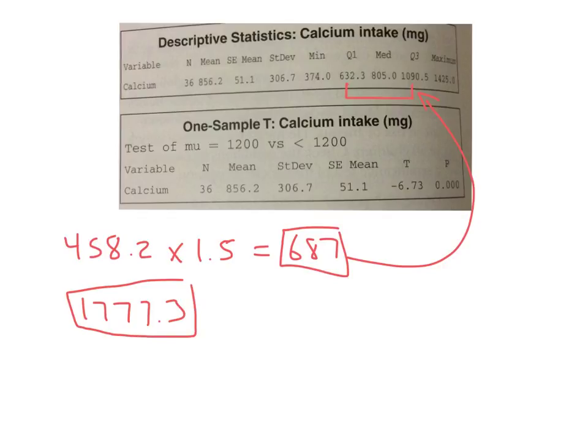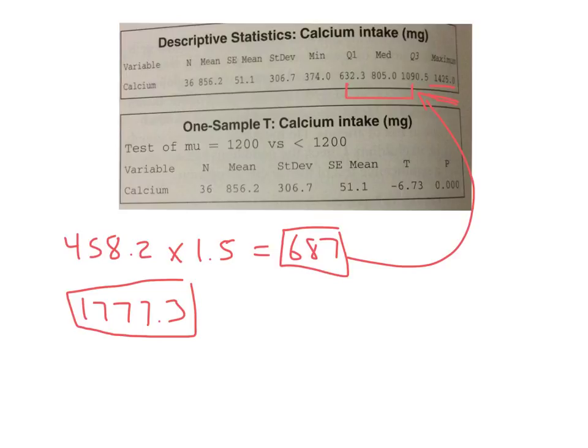Your higher number, the maximum would have to be bigger than this number for it to be an outlier. Well, the biggest number is only 1425. So we're good on outliers. There are no outliers, so that's kind of a review. Find the interquartile range, multiply it by 1.5, add it to Q3, and the maximum has to be bigger than that. Okay, now let's take a look at some of the other stuff.